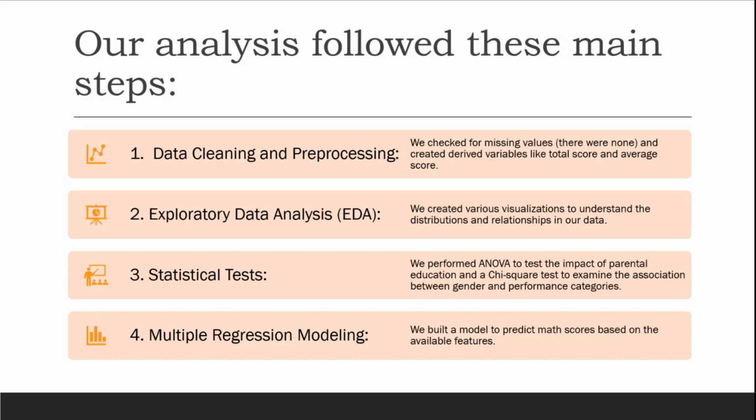So the third one is statistical tests. We perform ANOVA to test the impact of parental education and a chi-square test to examine the association between gender and performance categories. And the last one is multiple regression modeling. We build a model to predict math scores based on the available features.